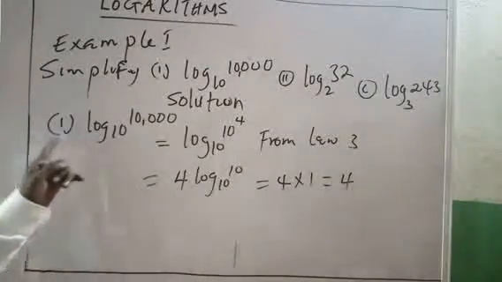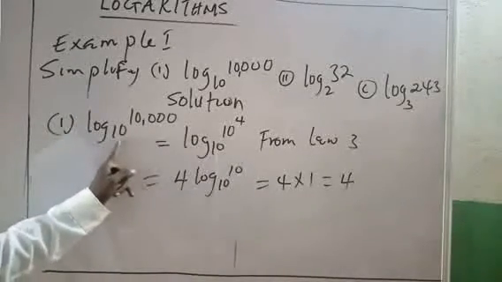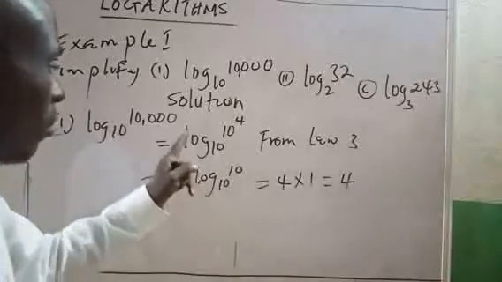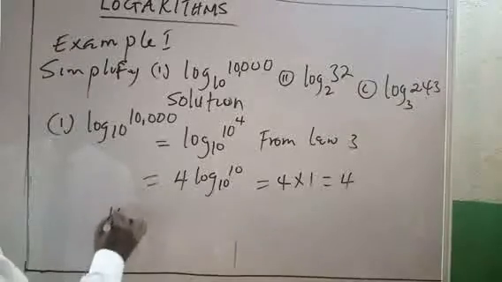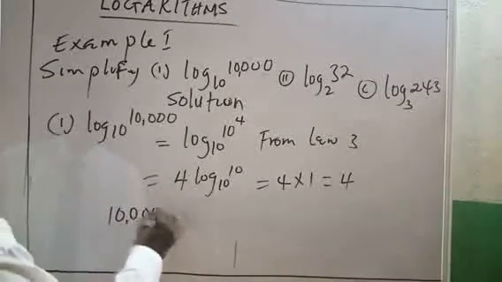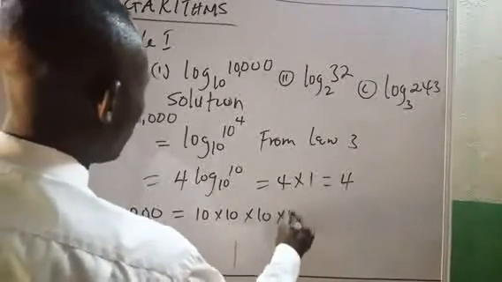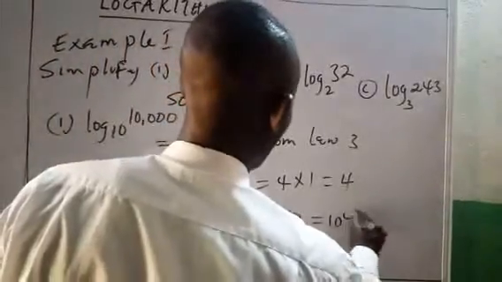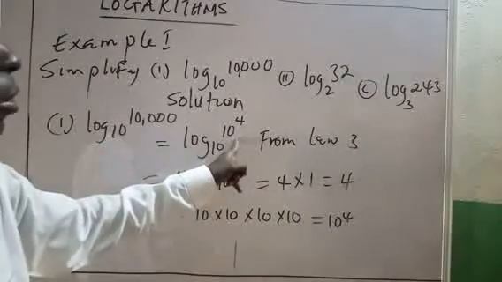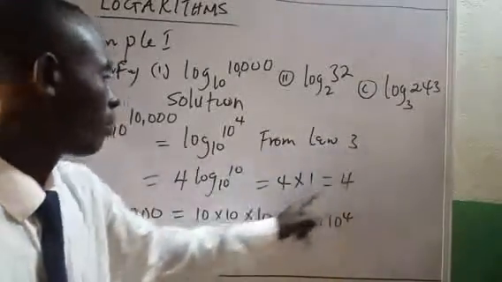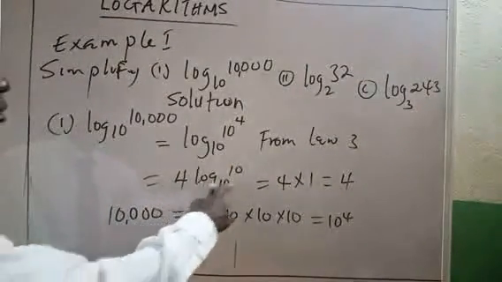So we have log 10,000 to base 10 is the same thing as log 10 raised to the power of 4. Recall that 10,000 is equal to 10 times 10 times 10 times 10, which is 10 raised to the power of 4. So if you replace this in place of 10,000, then you can now apply law 3. Law 3 says this 4 will come down. That's 4 log 10 base 10.